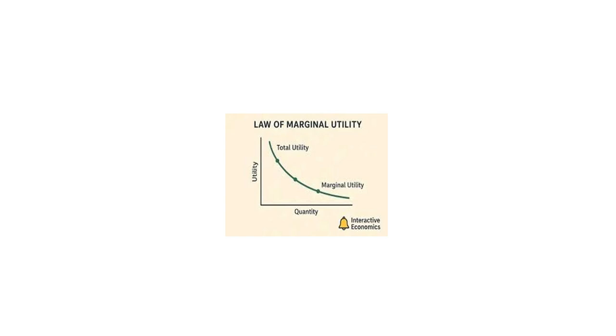His next important idea is the law of diminishing marginal utility. Marshall borrowed this idea from earlier economists and popularized it. Utility is similar to satisfaction, the value that you derive from a product, and marginal utility means the extra satisfaction you get from one more unit of something.